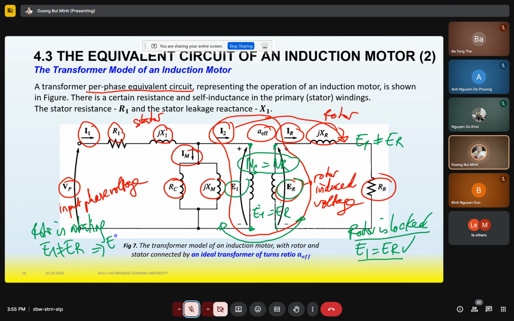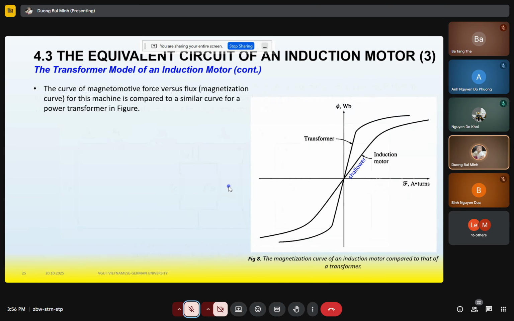So we need to refer ER back to the stator. We say ER over a, the turns ratio, will equal E1, and then we can combine the stator and rotor circuit. So we need to refer ER, IR, XR, RR back to the stator. After that you can combine the stator and rotor circuit. Okay, this is the idea.